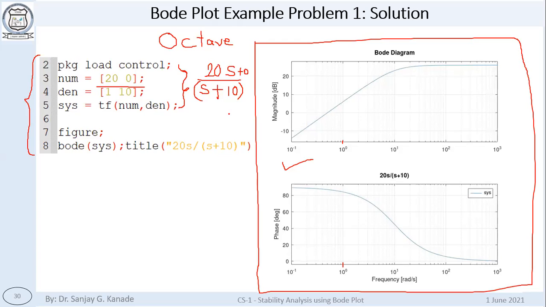Now, again, you can see that when you are inputting the function into software like Octave, you don't really need to convert this into the time constant form, right? It is not required to convert it into the time constant form because it is going to calculate the frequency response of the full system anyway.